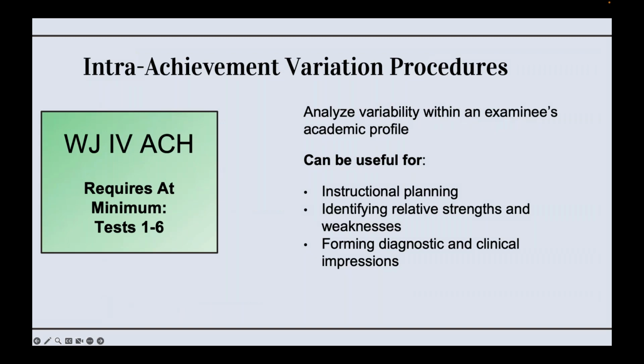So what exactly are these procedures? By administering the totality of tests 1 through 6, the psychologist is able to obtain a profile of Sarah's academic strengths and weaknesses through the intra-achievement variation procedures. Now, these procedures analyze variability within your examinee's academic profile.